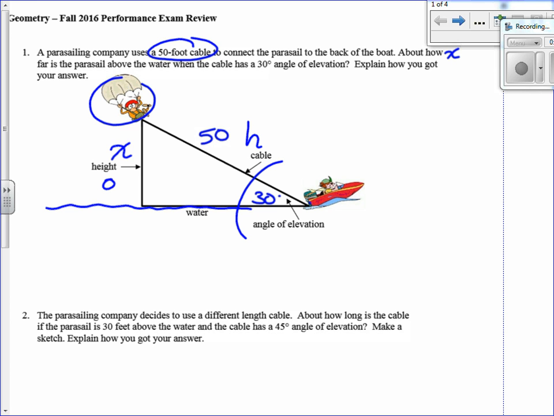So the problem tells us which trig function to use. It's sine. Make sure you write sine of 30 equals x over 50. People keep asking me, how do you know if x is the opposite side? So when x is on top, that means it's the opposite side.